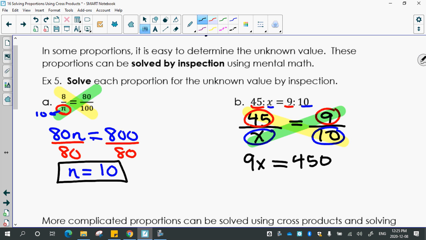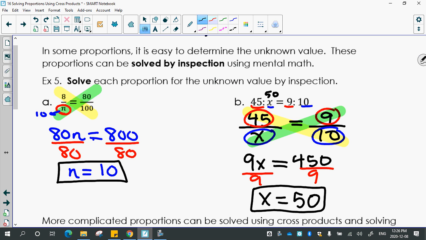So once you've done the cross products, you've made this really easy one-step equation where all you have to do is divide both sides by the number in front of your variable. So we get x is equal to 50, which means 50 would go in that blank. You don't have to show that, this is your answer, but 45 to 50 is equivalent to 9 out of 10. Okay, that's what it means.